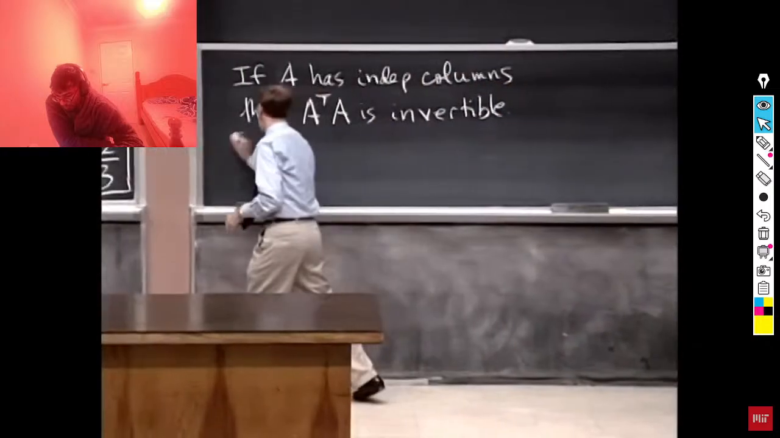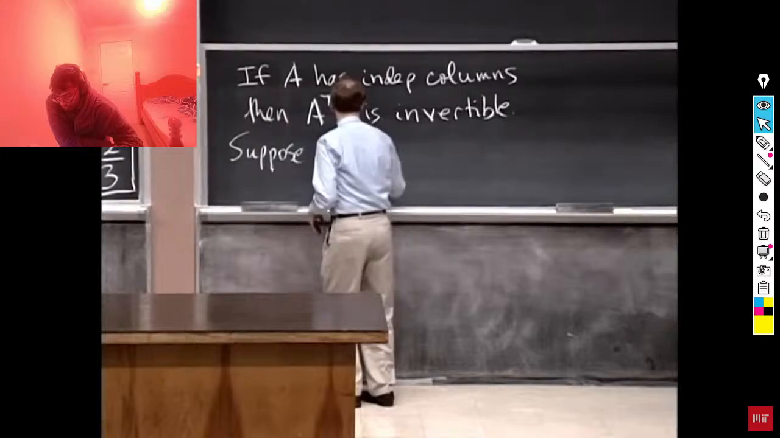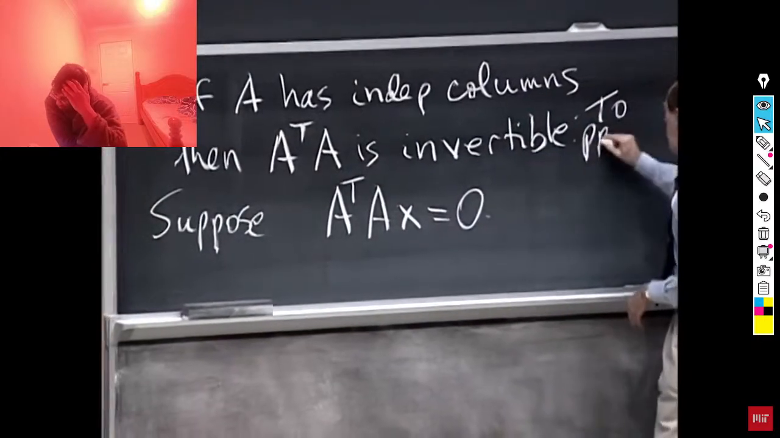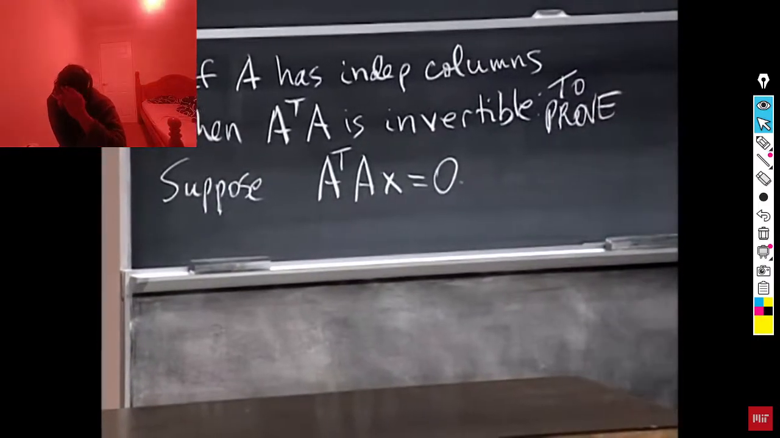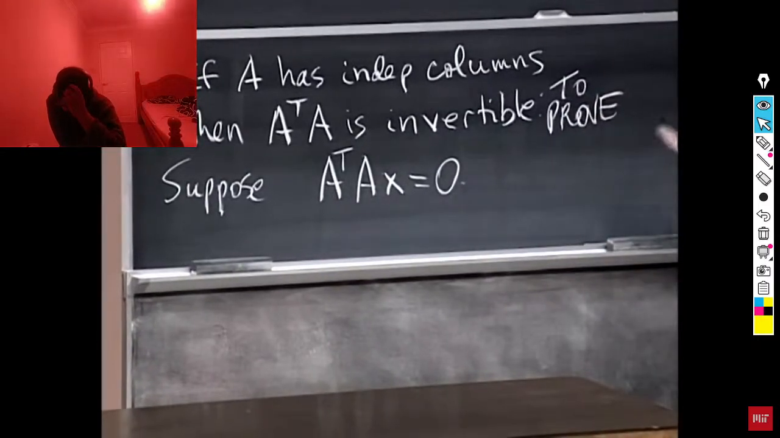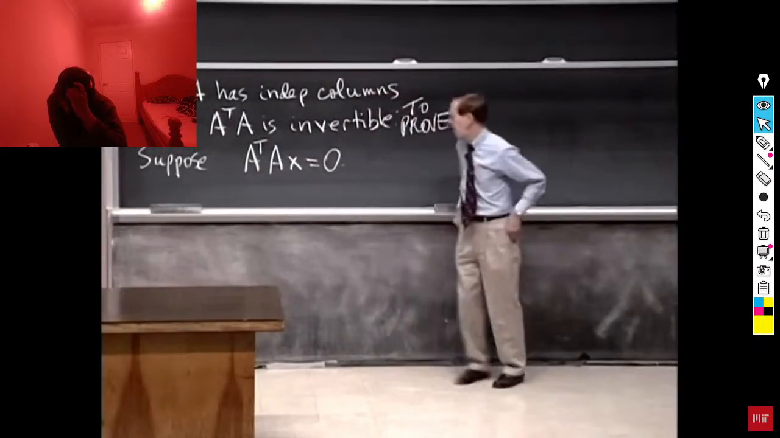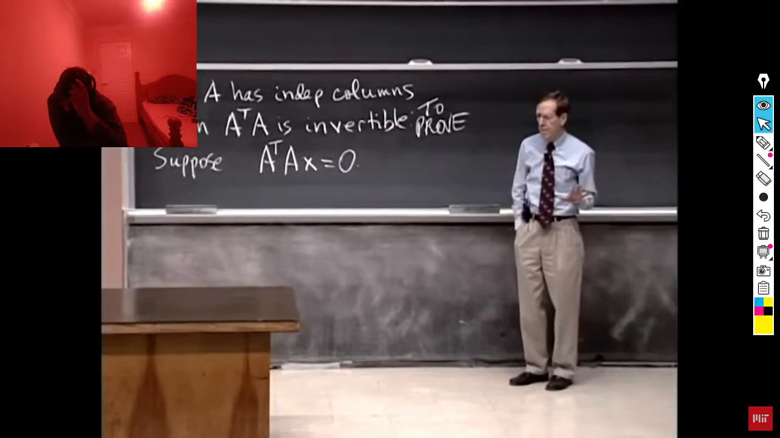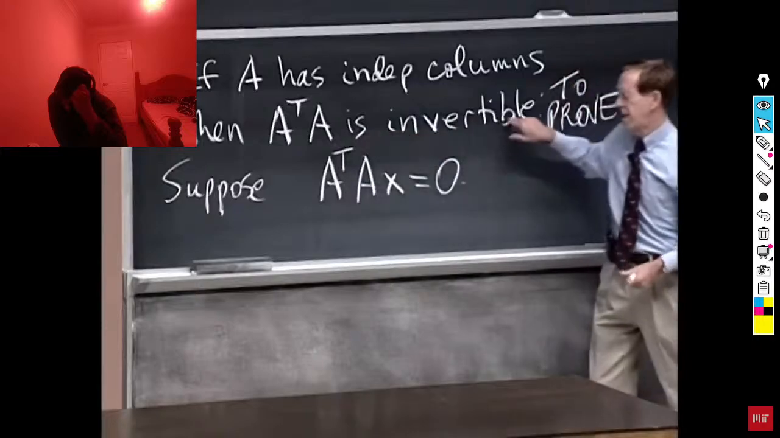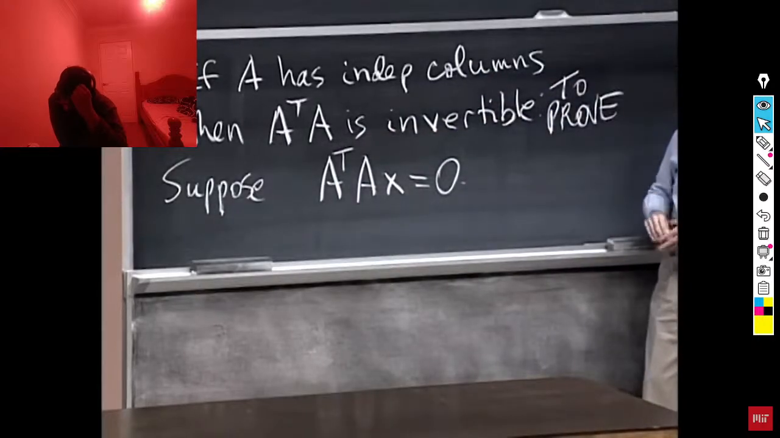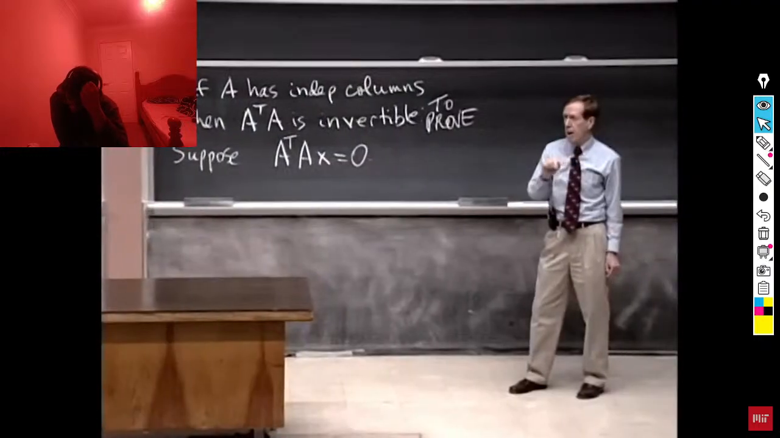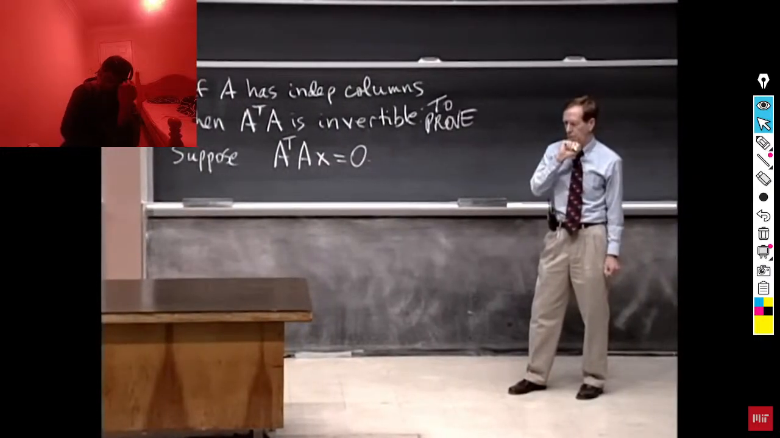Suppose A transpose A x is 0. I'm trying to prove this. I don't like to hammer away at too many proofs in this book, but this is the central fact, it brings in all the stuff we know. Okay, so I'll start the proof. Suppose A transpose A x is 0, and I'm aiming to prove A transpose A is invertible. So if I suppose A transpose A x is 0, what conclusion do I want to reach? I'd like to know that x must be 0.